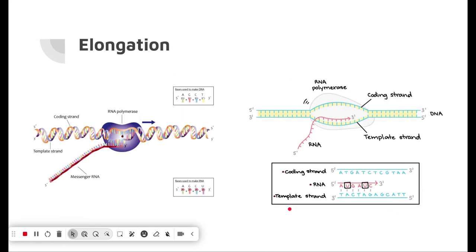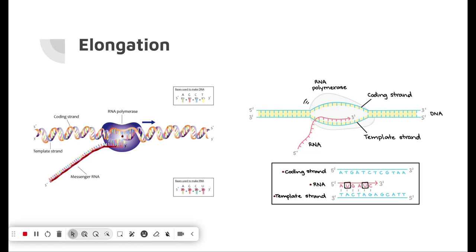All right, so elongation is the second step in transcription. It follows initiation, and in it the RNA polymerase moves along the DNA template strand in the 3' to 5' direction. And basically, the RNA polymerase adds RNA nucleotides complementary to that DNA template in the 5' to 3' direction.